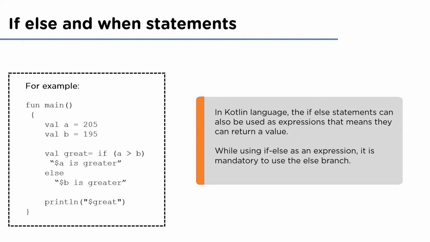Here in the example, we can see if A is greater than B is the expression and the value of that expression is assigned to the variable named great. Now, whichsoever is greater among them, that will be assigned to it and is then printed. Now, coming to when statements.